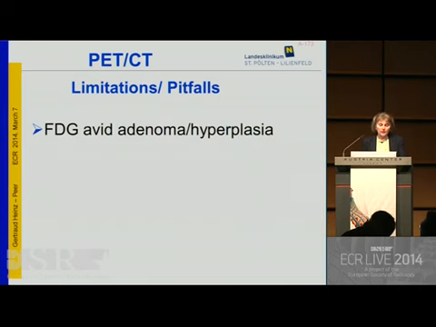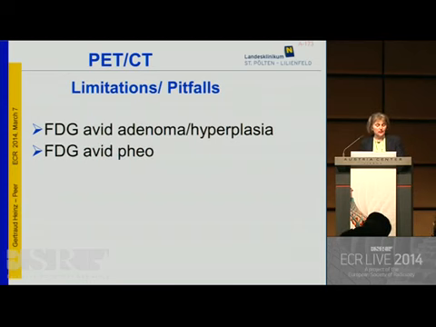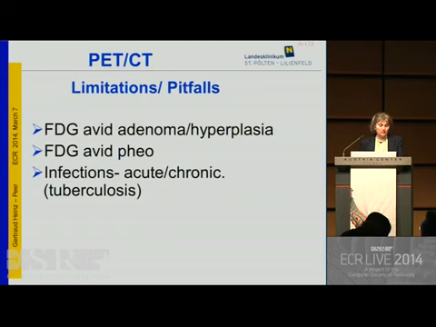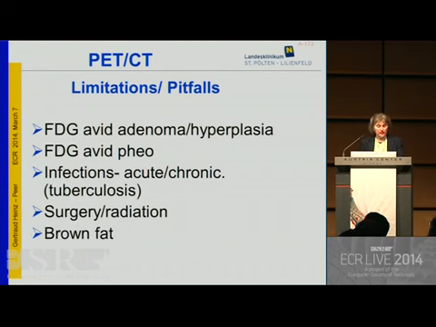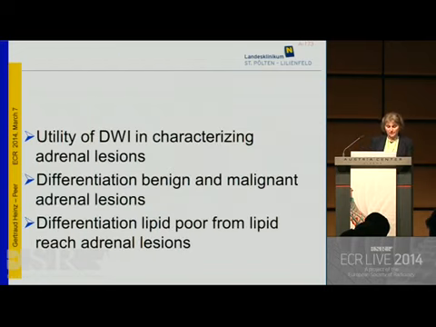And there may also be some false positives. There may be some FDG-avid adenomas or hyperplasias. It has also been shown that pheochromocytomas, in very, very rare cases, may show an increased tracer uptake. And also in infectious disease, there is a lot of tracer uptake in adrenal lesions. After surgery or radiation, we see an increased tracer uptake as well. And also, it is well known that brown fat takes up the FDG tracer.